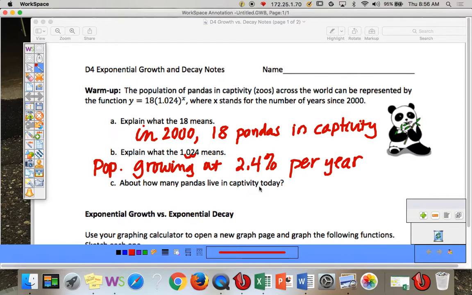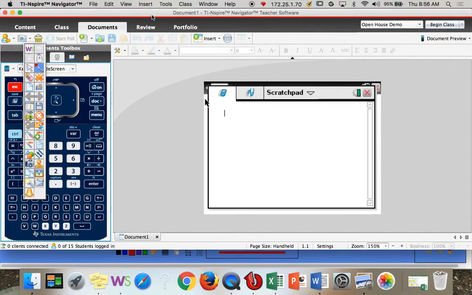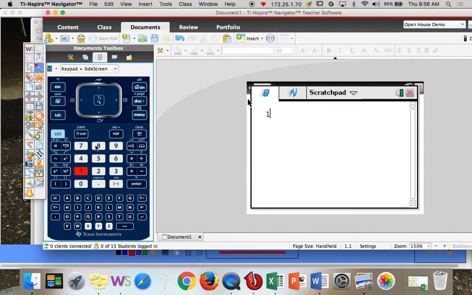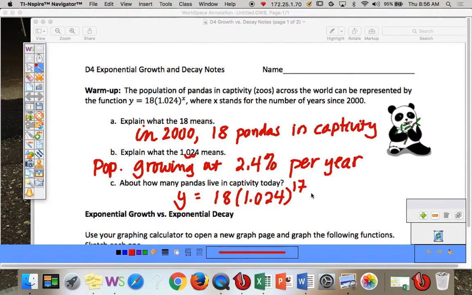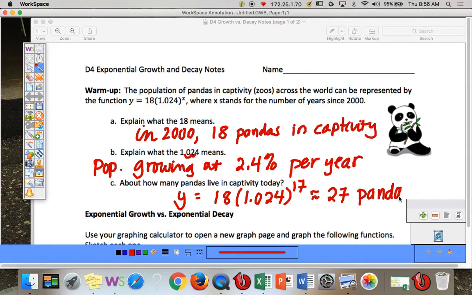About how many pandas live in captivity today? Well, it's 2017, so that's 17 years. So we'll have y equals 18 times 1.024 to the power of 17, and we'll type that in our calculator. 18 parentheses 1.024 to the power of 17. So there's about, almost 27, so you can say 26 or 27 pandas. I'll put 27 if I round up. Pandas in captivity today.